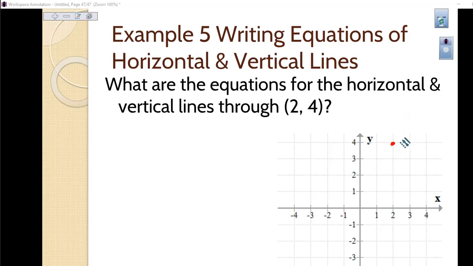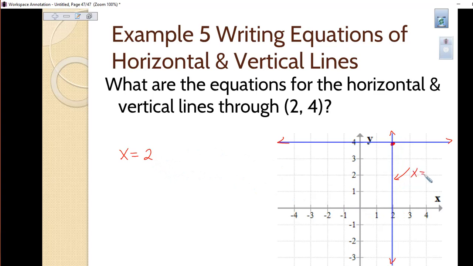Now we're going to have a vertical line that's going to go through here and a horizontal line that's going to go through here. So this will be our vertical line, and this will be our horizontal line that's going to go through this point. So now, what are the equations of the lines? Well, what I'm going to ask you is, which axis did this vertical line cross? Well, it crossed the x-axis. So therefore, our equation should read x equals, and wherever it crossed, which would be 2. So this line right here has an equation of x equals 2.